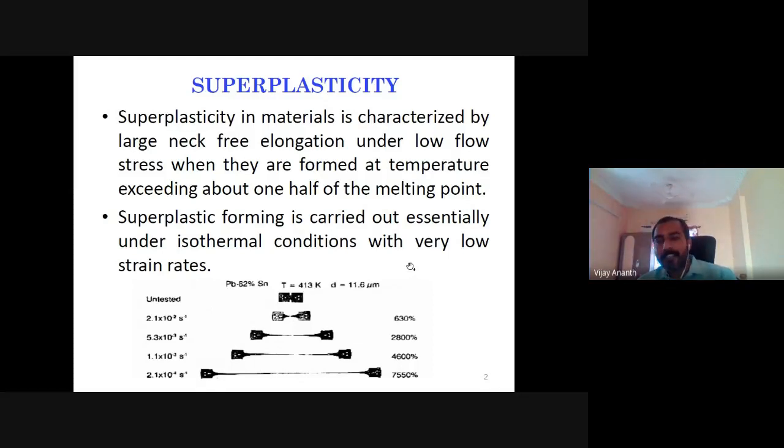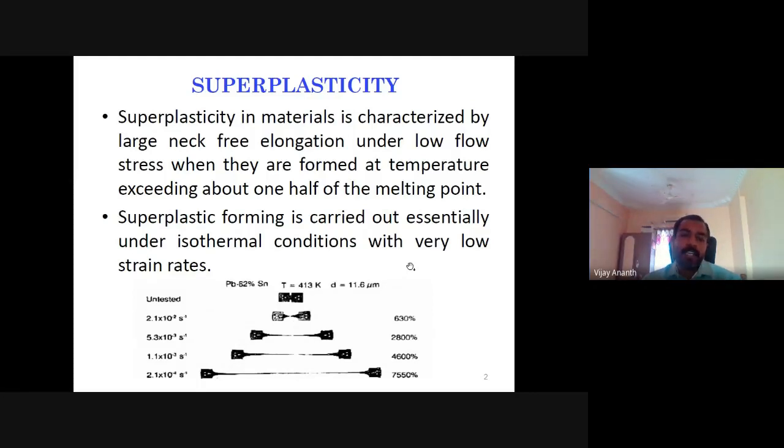But in superplastic forming, there is no neck formation. Due to the heat, the grains of the metal glide one over another. Due to that, the material elongates. That is what superplastic forming is.